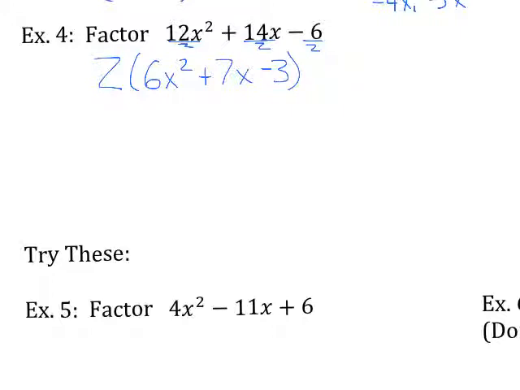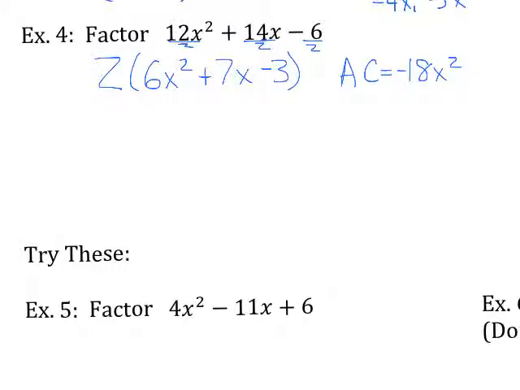Now I want to do the AC method inside my parentheses. Okay, so here is A, 6x squared. Here is C, negative 3. So I'm just kind of ignoring this 2 that's outside. So 6x squared times negative 3 is negative 18x squared. So AC is negative 18x squared.